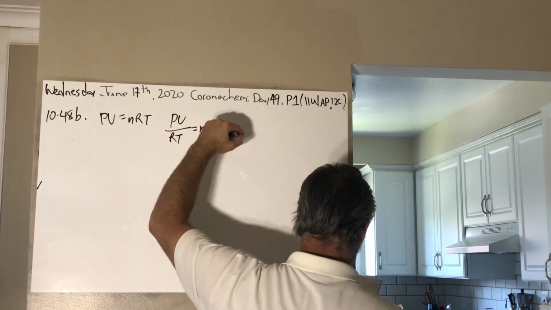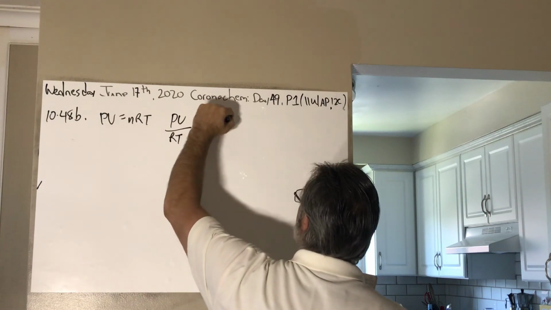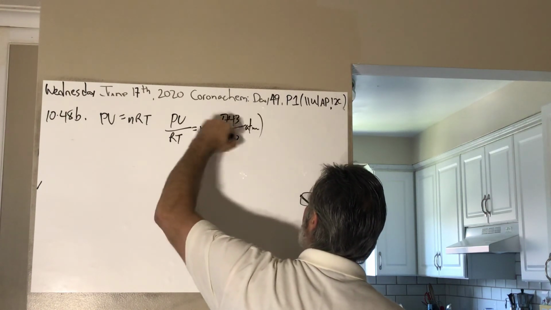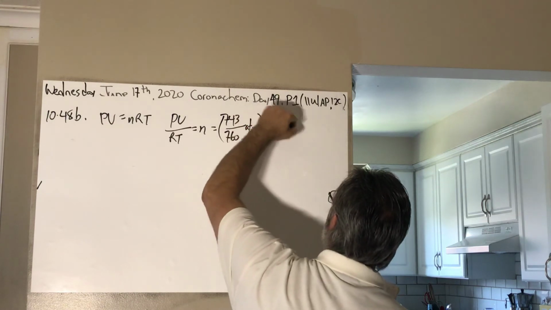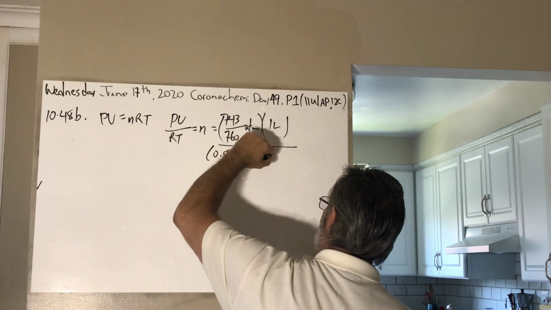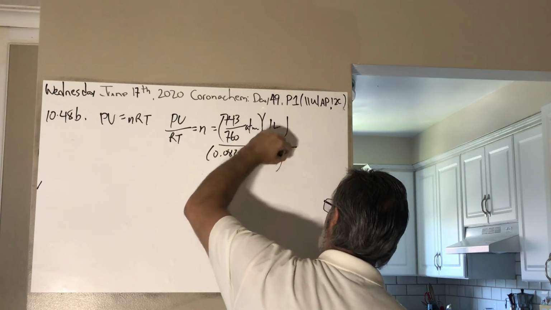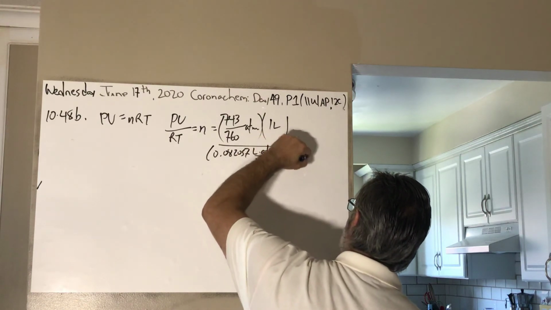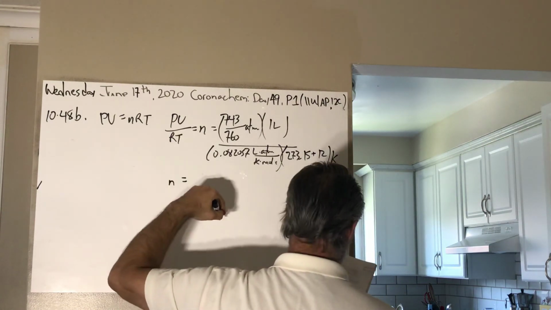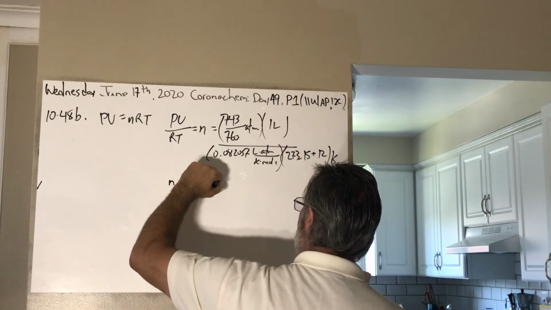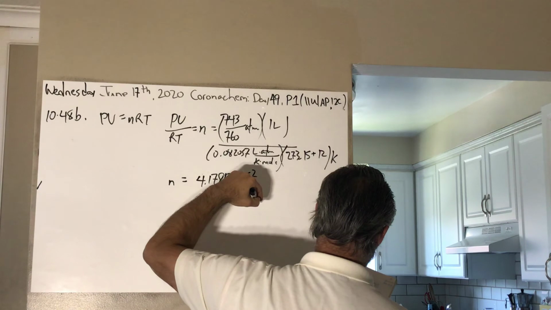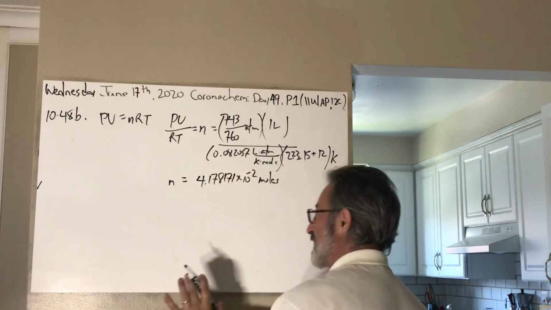So the pressure of this particular gas is 743 over 760 of an atmosphere. The volume is 1 liter, 0.082057 liter atmospheres per Kelvin mole. And then you get 273.15 plus 12. And what you get is 4.178171 times 10 to the minus 2 moles. That's how many moles of the gas you have.